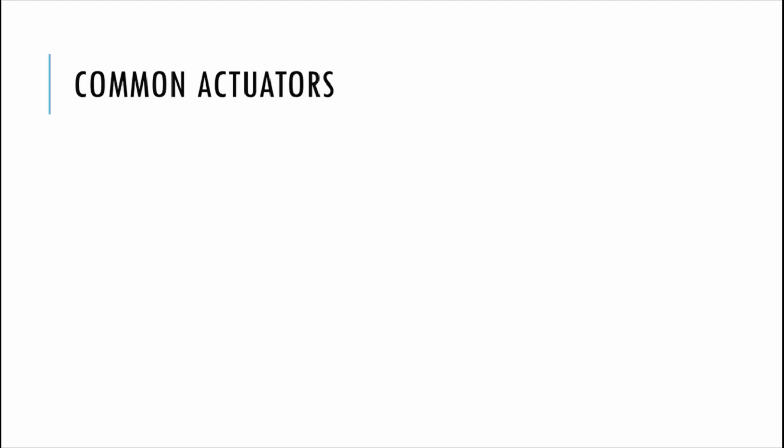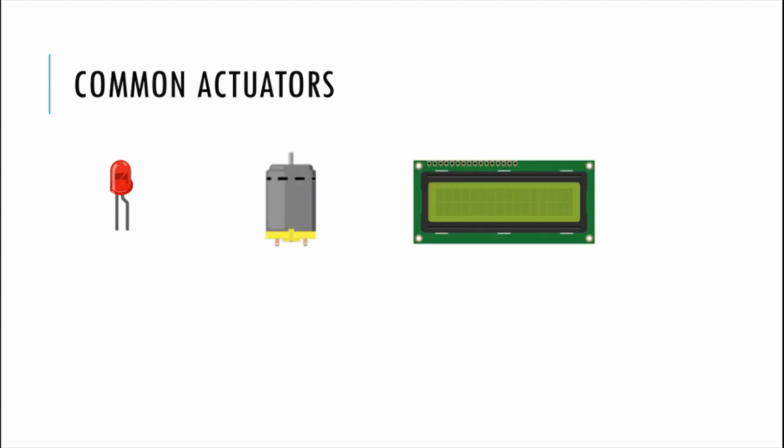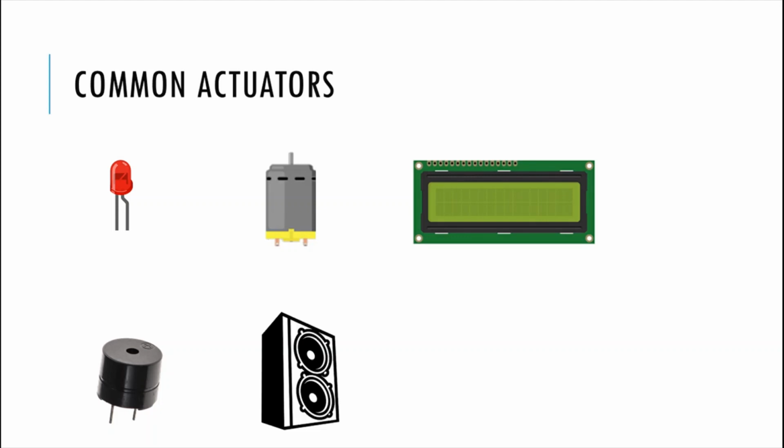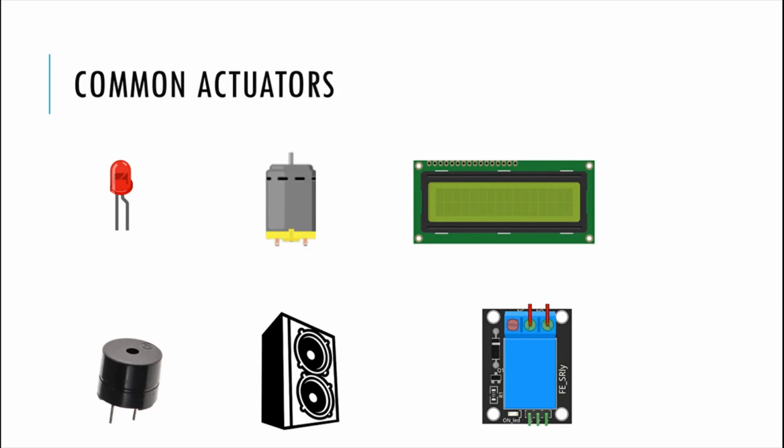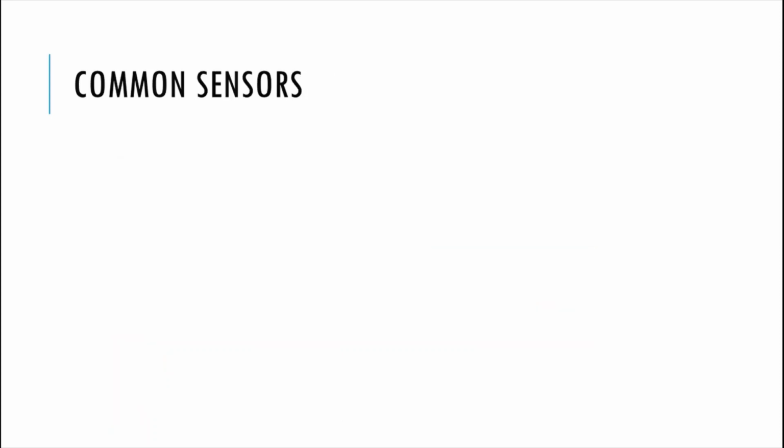Now we'll talk about common actuators, devices that generate outputs. So you have the LED, the most common of all of them. You have motors. You have LCD based screens, you know, the ones used in displays in railway stations and airports. This is a piezoelectric buzzer used to generate sounds. And you have your regular speakers. And this is the most important component that you'll come up with, a relay. We'll talk more about it in the upcoming minutes.